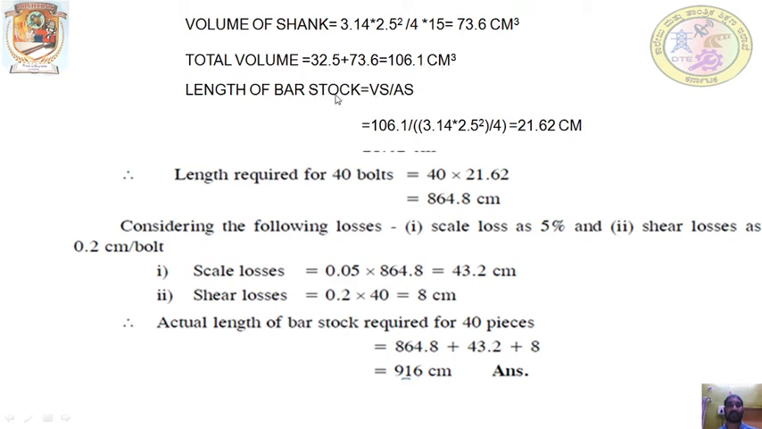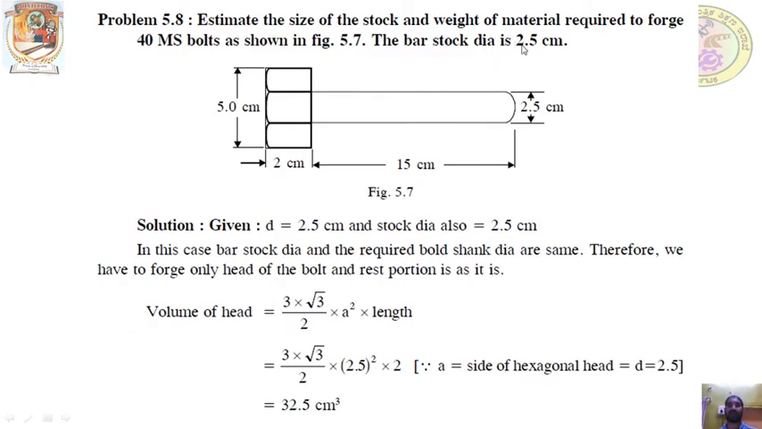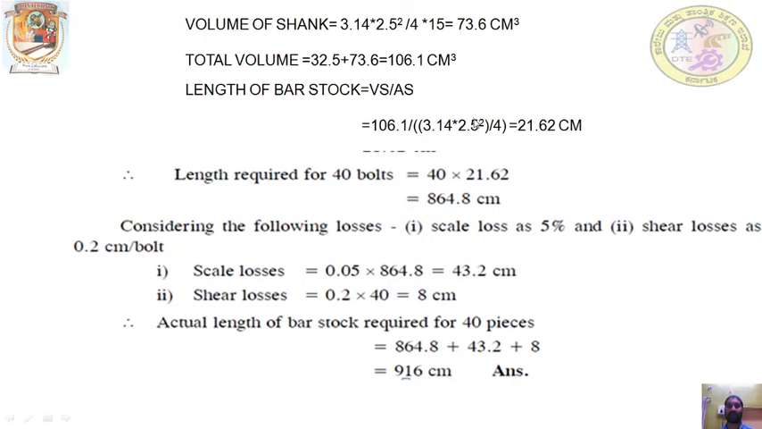The length of the bar stock is given by the formula: volume of the stock divided by area of the stock. The volume we have found out as 106.1, divided by the area of the stock. The diameter of the bar stock is 2.5, so the area is pi d square by 4, pi into 2.5 square by 4. This gives you the length of the bar stock for a single component. For producing a single bolt, we require 21.62 centimeter length of the bar stock. We need to prepare 40 such bolts, so the length required for 40 bolts is 40 into 21.62, that is 864.8 centimeter.